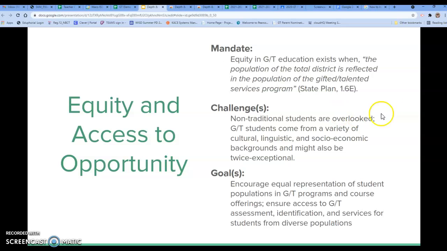According to the Texas State Plan, there is a mandate. It says that the population of our district should be reflected in the population of the GT program. Right? The problem with that we've noticed is that a lot of times our non-traditional students are overlooked. So, especially here in Waco, we have a very diverse population. There's so many different languages spoken here, different socioeconomic status, cultures, backgrounds, everything. And so we want to make sure that we are reaching out to the kids who maybe have been overlooked. Because ultimately our goal is to encourage equal representation of the student populations.